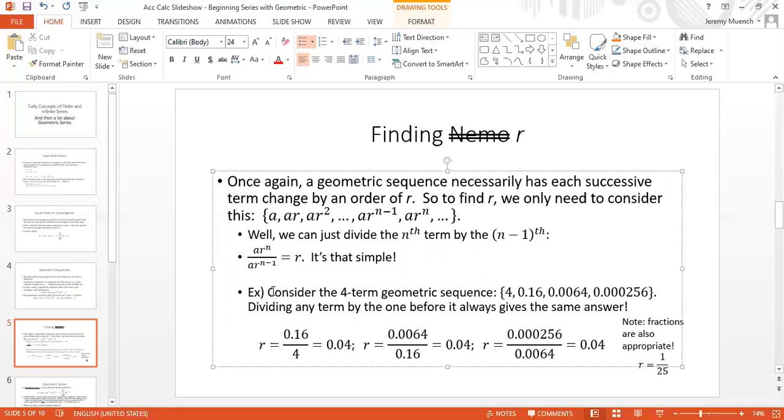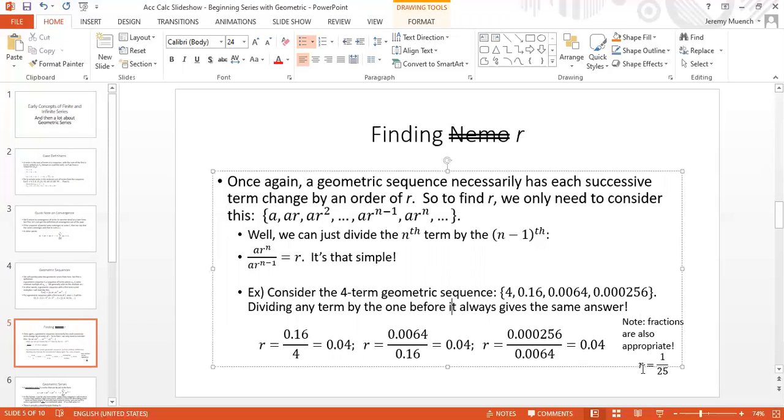So let's consider this little four-term geometric sequence of 4, 0.16, 0.0064, 0.000256. It doesn't matter which pair of terms I pick. I could divide 0.16 by 4, I get r equals 0.04. I could divide 0.0064 by 0.16, I get r equals 0.04. I could divide 2.56 times 10 to the negative fourth, or 0.000256, by 0.0064, and I get 0.04.